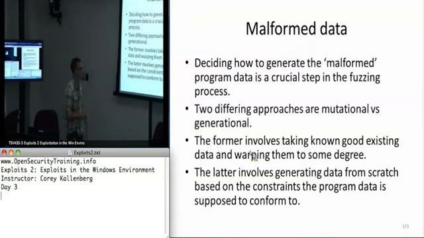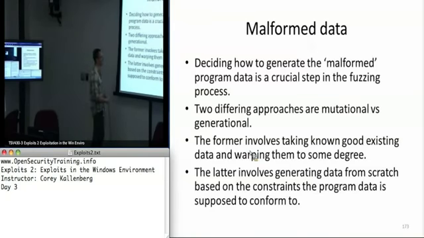The real crux of fuzzing is the malformed data, how you go about generating it. There are two ideological approaches you can take: mutational fuzzing and generational fuzzing. With mutational fuzzing, you take an existing body of known good data samples and change them a little bit before you feed them to the application. You flip some bits, which is basically what we're going to do, before you send them to the application.